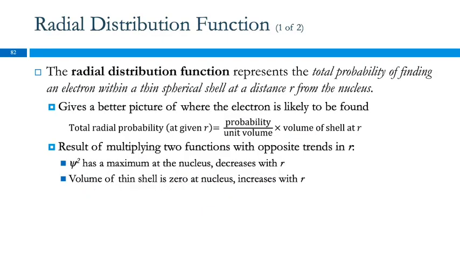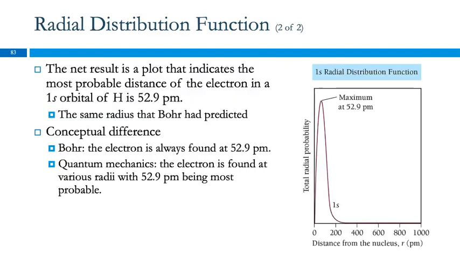So they use a radial distribution function. This is the total probability of finding an electron within a thin spherical shell at a distance r from the nucleus. So this is like integrating in calculus, where you're looking at adding up all these little tiny pieces, right? This gives us a better picture of where the electron is found, because now we have two functions that have opposite trends with r. One's getting bigger as r gets bigger, and one's getting smaller as r gets bigger. And the result is we get something like this.